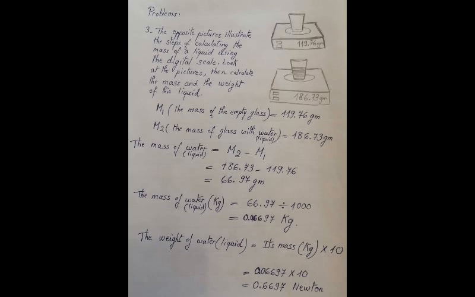Problem number 3. The opposite pictures illustrate the steps of calculating the mass of a liquid using the digital scale. Look at the pictures, then calculate the mass and the weight of this liquid. M1 is the mass of the empty glass. الريدنج هنا بيقول كام؟ 119.76 gram. M2, the mass of glass with liquid or water, equal 186.73 gram.